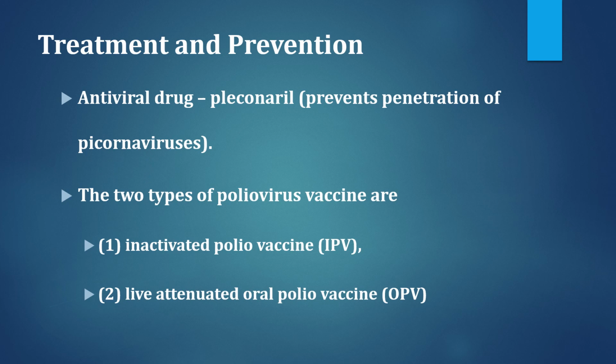The prevention of paralytic poliomyelitis is one of the triumphs of modern medicine. This was achieved with the help of two types of poliovirus vaccines. First one is the inactivated polio vaccine, IPV, developed by Jonas Salk, and the second one is a live attenuated oral polio vaccine developed by Albert Sabin. Both vaccines incorporate the three strains of polio, which are stable, relatively inexpensive, and induce a protective antibody response.